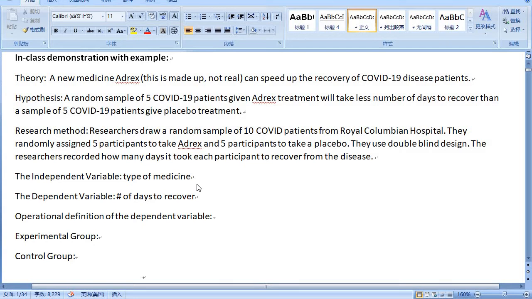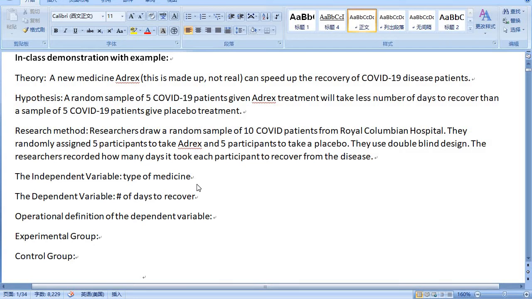So I create 2 groups. One group takes the real medication. The second group takes the placebo. The dependent variable is how fast each person recovers, how fast each person gets well, how many days it takes people to get well. And I need to be very specific about how I measure this variable.